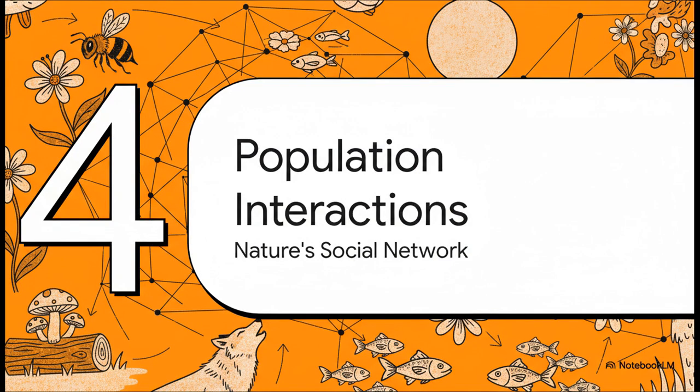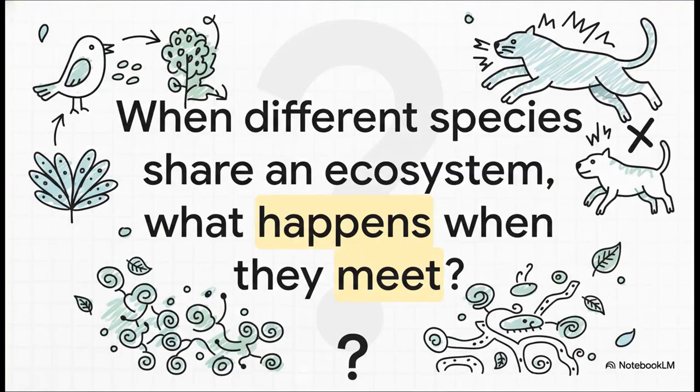But here's the thing, populations aren't living in their own little bubbles, right? So in Section 4, we're going to explore what I like to call the social network of the natural world, all the ways different species interact with each other. It all boils down to a simple question, but the answers are incredibly complex. When different species cross paths out there in an ecosystem, what happens next? Is it a partnership, a fight, or something else entirely?